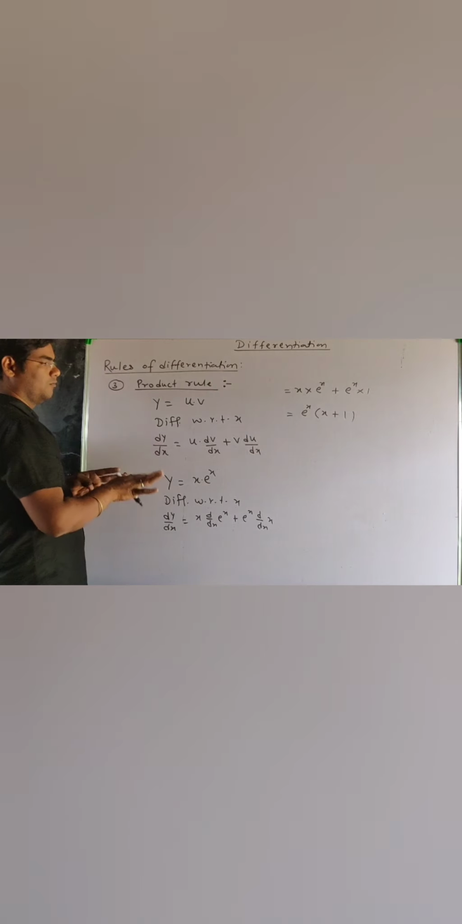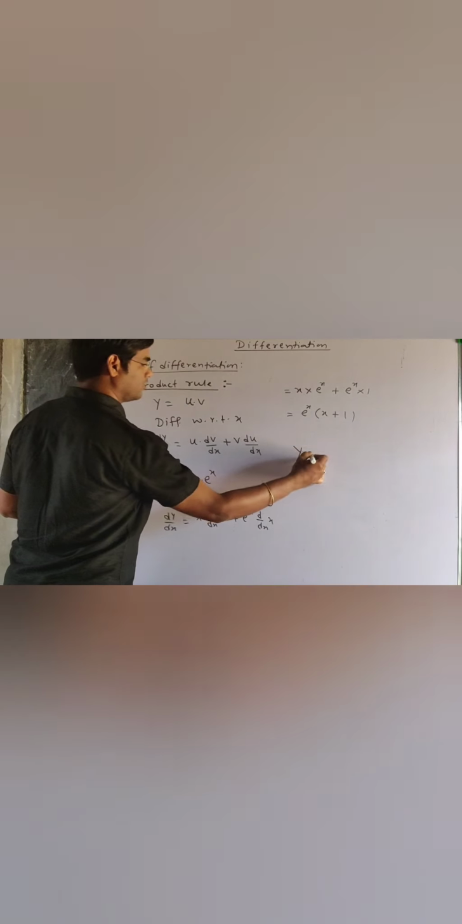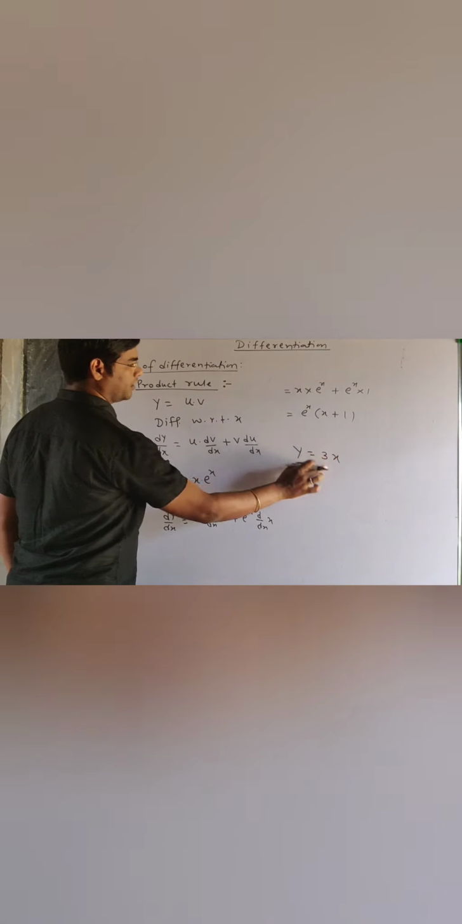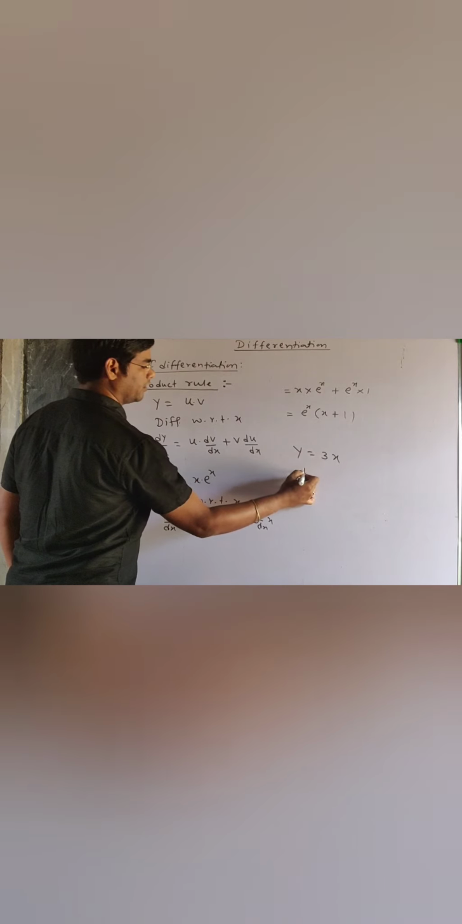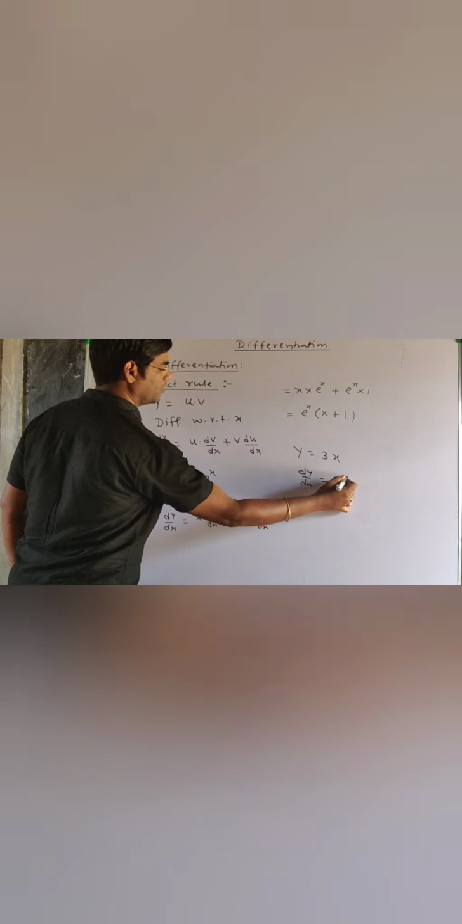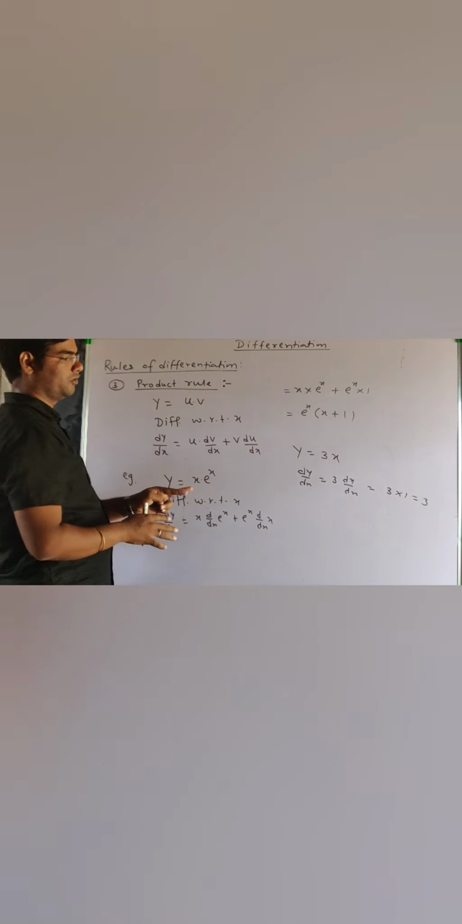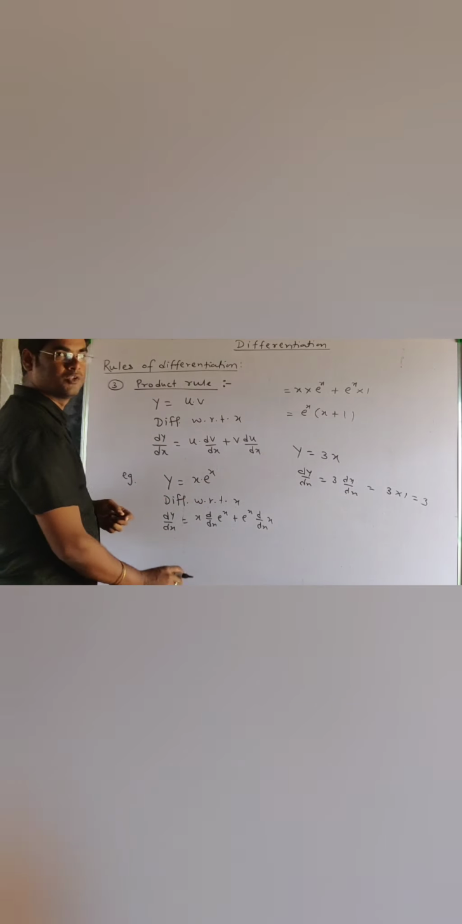Two variables, I am talking about two variables. If you have one constant and one variable, like 3 into x, then there is no need to apply the product rule. You can take 3 common directly, and the derivative of y is 3 times the derivative of x. So the answer is 3 into 1, that is 3. So whenever you have two variables, that is, terms involving x in multiplication or division, then you have to follow the product rule and quotient rule.